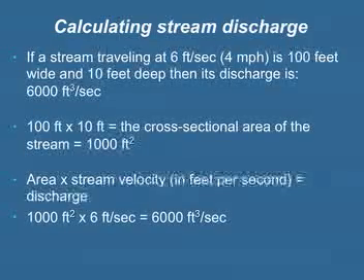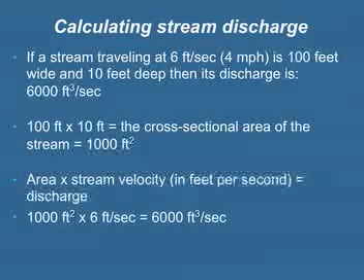All right, so if you have a stream that is traveling at 6 feet per second, and it's 100 feet wide and 10 feet deep, you can figure out the discharge pretty easily. 100 times 10 is 1,000. That is the area of the stream, so 1,000 square feet. And now we're going to multiply that by 6 feet per second. So we're going to have 6,000 cubic feet, so that's to the third power per second. That would be our total discharge for the stream.